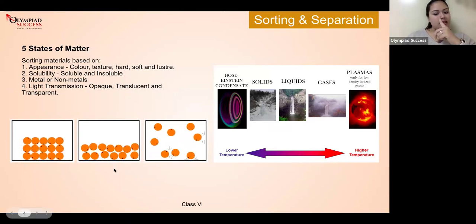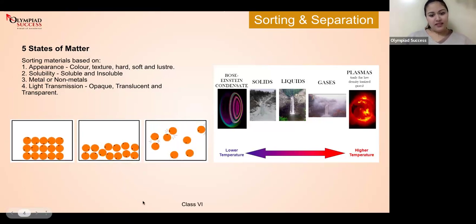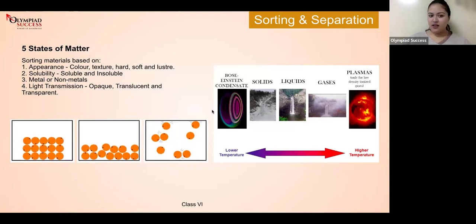So Bose-Einstein condensate, we have no practical use of it as of now, but we have discovered it. We have been able to stabilize a gas that is this low in temperature. Any doubt here, anyone so far?